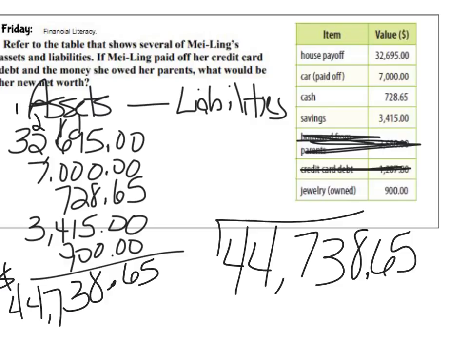Would somebody please check my math, because I wasn't sure if I did it correctly. Okay, so basically net worth is just the value of everything she owns in this case. So any questions on this? Okay, make sure you turn in your warm-up.